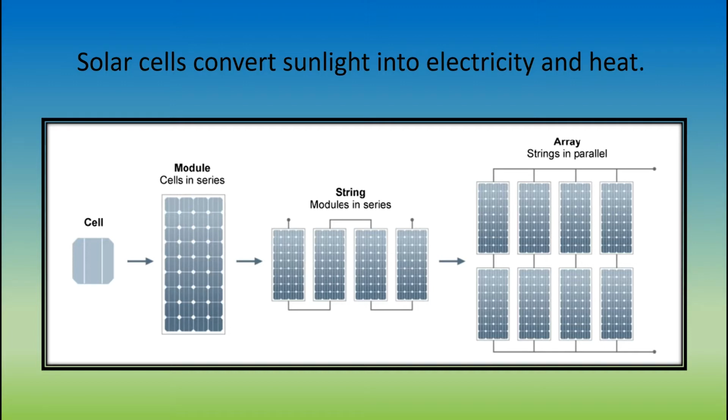When solar panels are placed in series, the voltage of the combination of the panels will increase. Solar panels in series is called a string. When multiple strings are placed in parallel with each other, you create an array. An array is used to increase the current output.